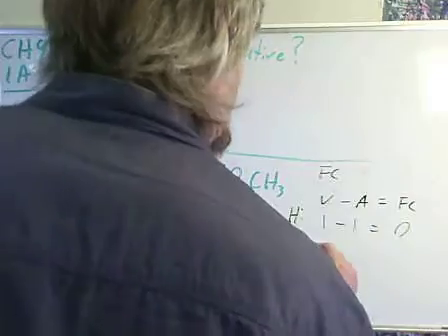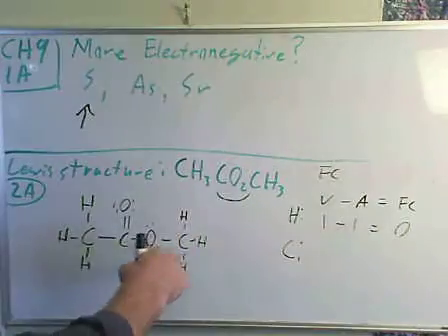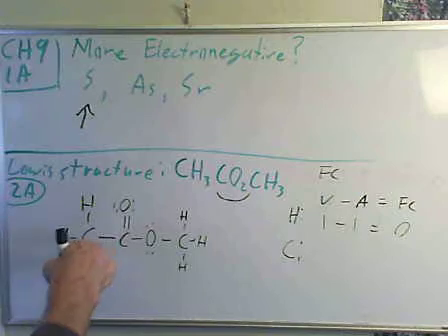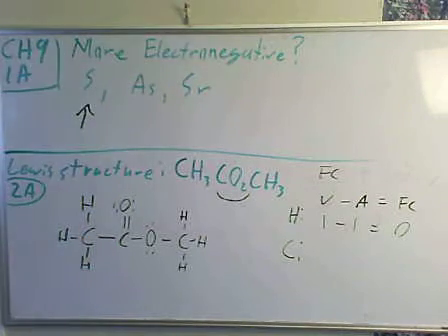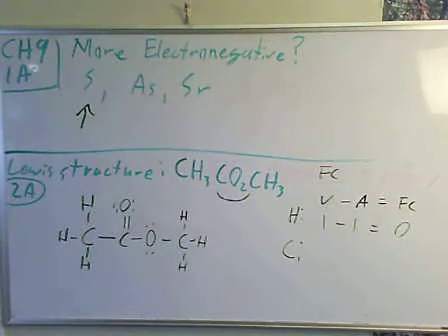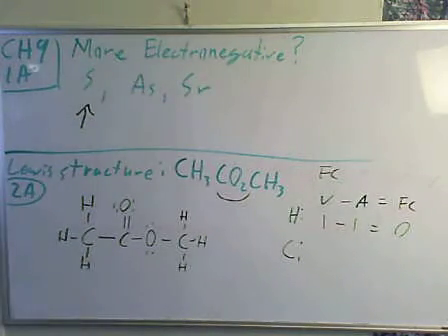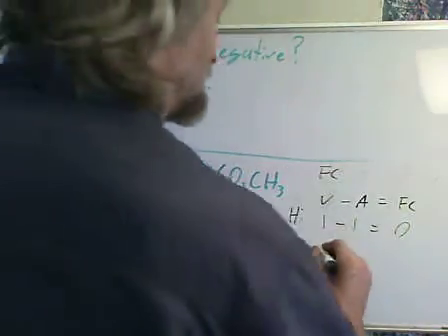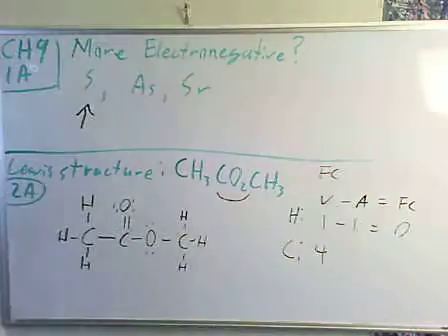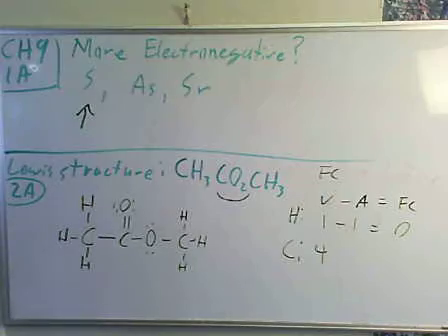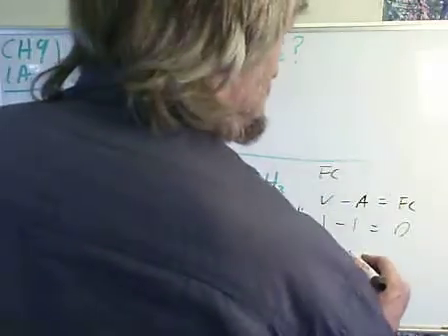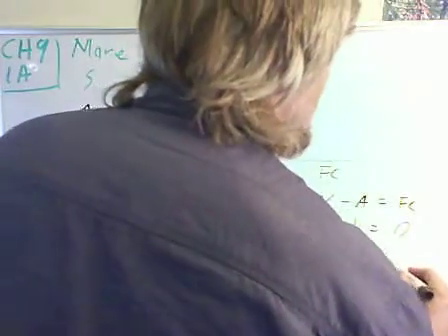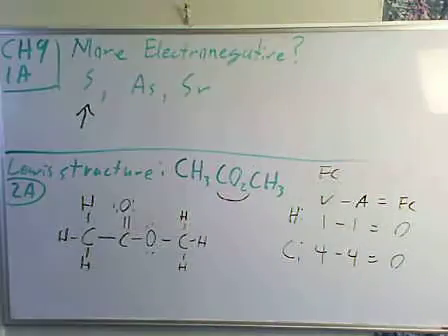If we look at the carbons, just check all the carbons. All the carbons have 4 bonds around them. That's what we expect. We almost never expect to see any lone pairs on carbon. So carbon starts off with 4 valence electrons, and it has 4 bonds. That's 8 electrons. It gets half of those bonding electrons, so it's assigned 4 electrons. So again, its formal charge is 0.